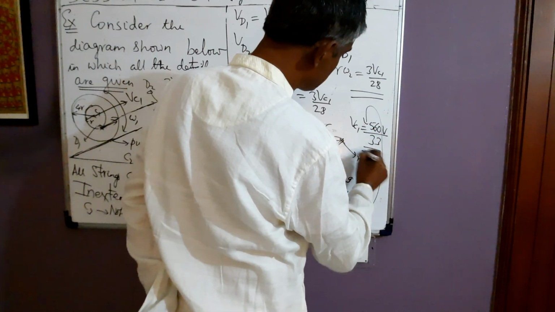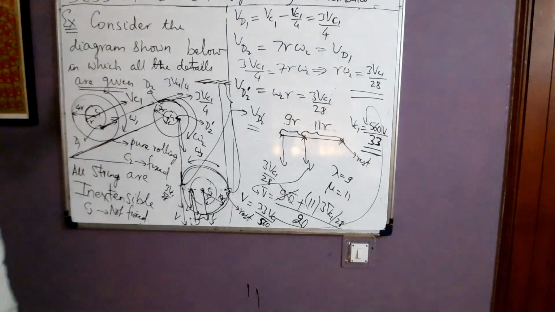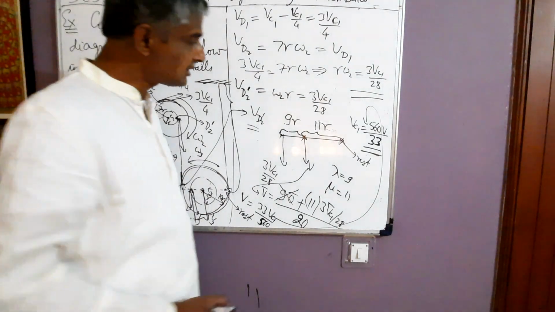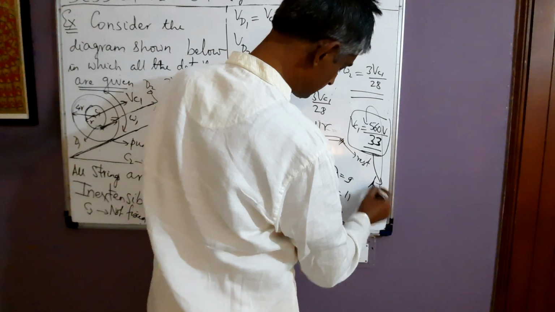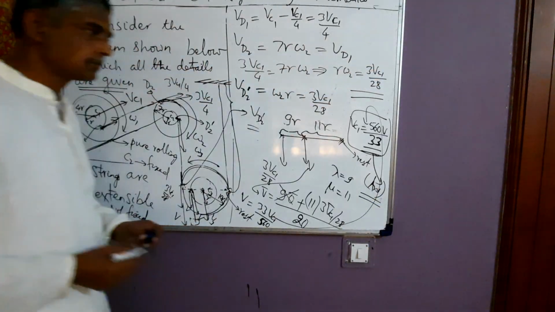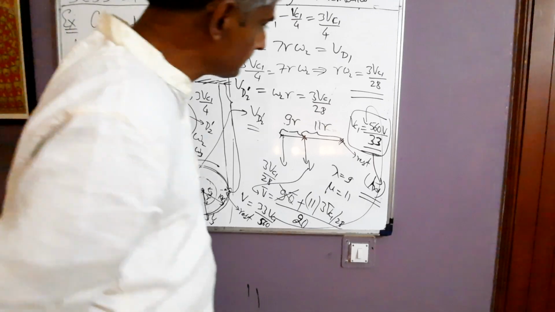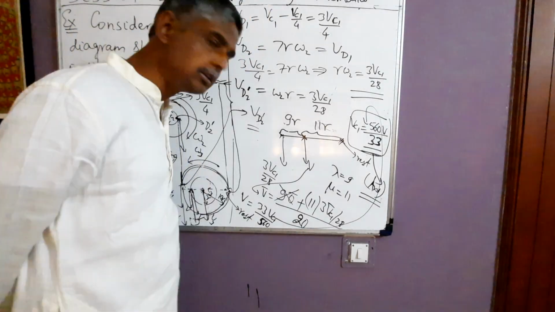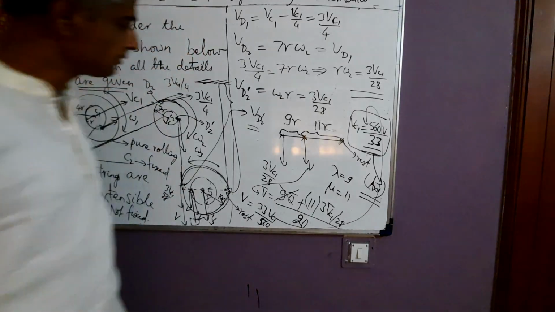560 v by 33 is the required value of v/c1. So v/c1 becomes 560 v by 33, which is therefore the required answer. Okay, fine. So v/c1 comes out to be how much? 560 v by 33. That is the value of v/c1. Okay, this is the final answer.